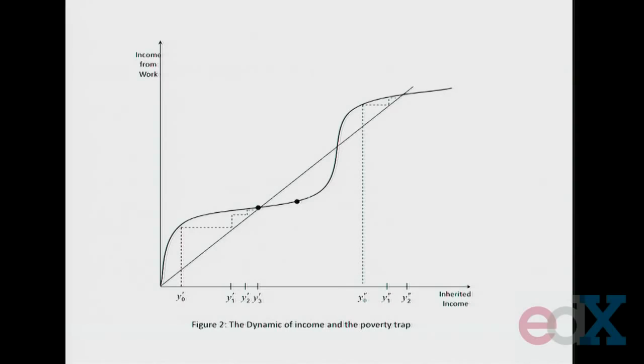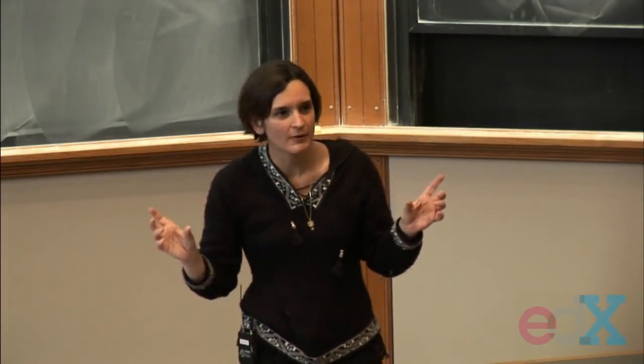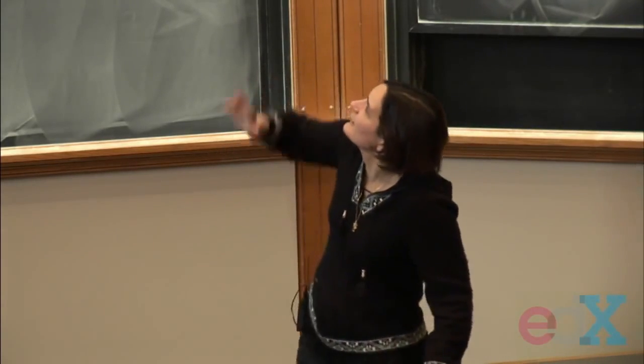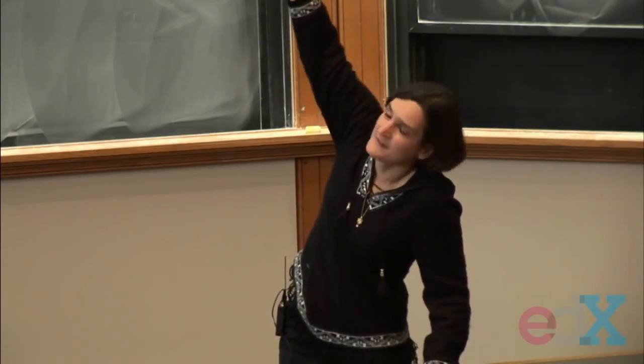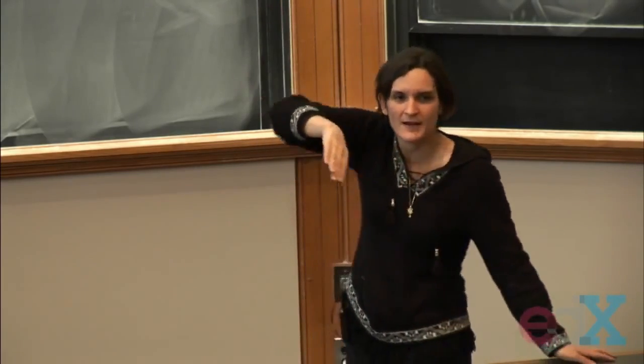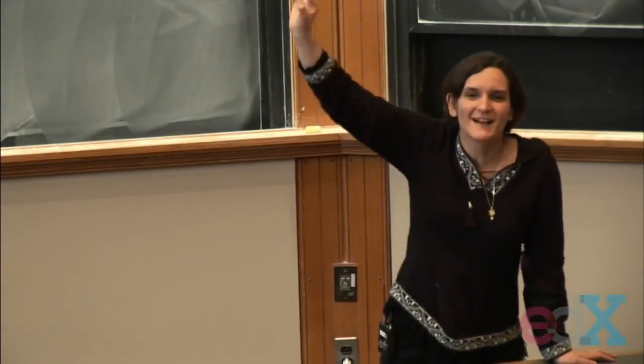So at this point P, where the capacity curve intersects the 45-degree line from below, anything to the right goes to the high steady state. Anything to the left goes to the low steady state. So this possibility that there are two steady states, depending on where you start from, is the formalization of a poverty trap, which is anybody who is poorer than the unstable equilibrium over there.